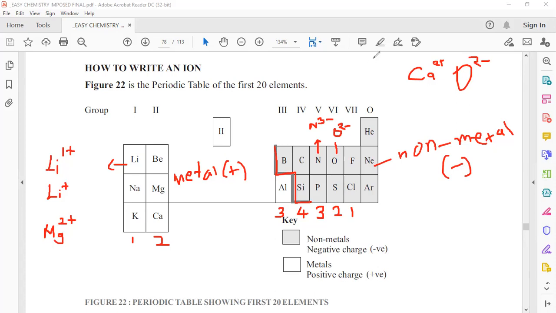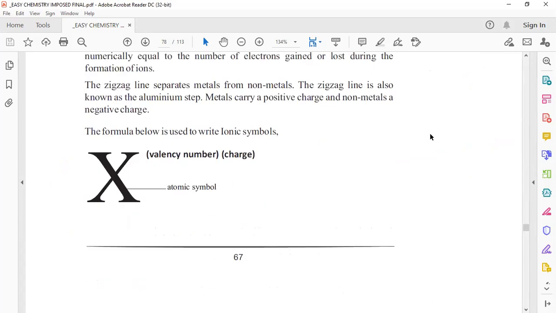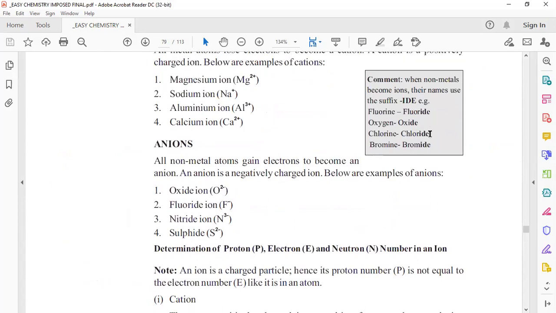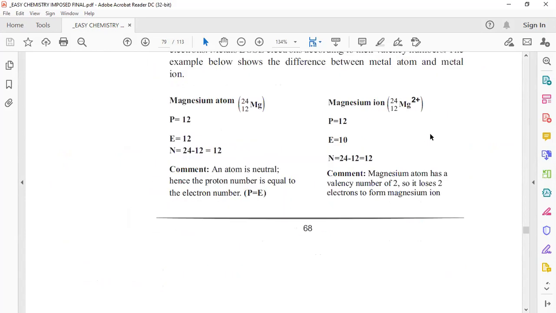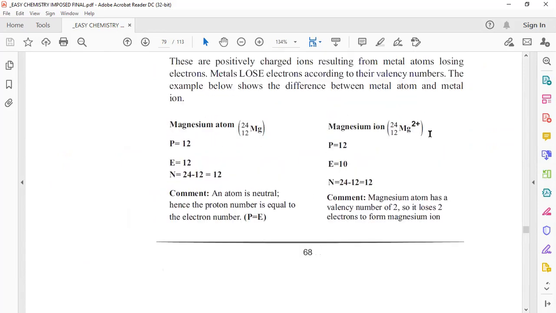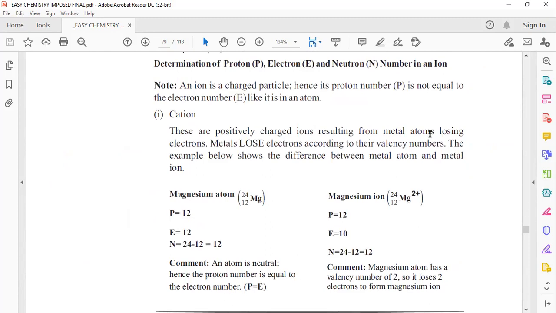Now, as of today, we are going to look at how to determine the PEN. How to determine the PEN. The PEN is just proton numbers, electron numbers, and neutron numbers in an ion. We looked at how to determine the PEN in an atom, but now we want to look at how to determine the PEN in an ion.